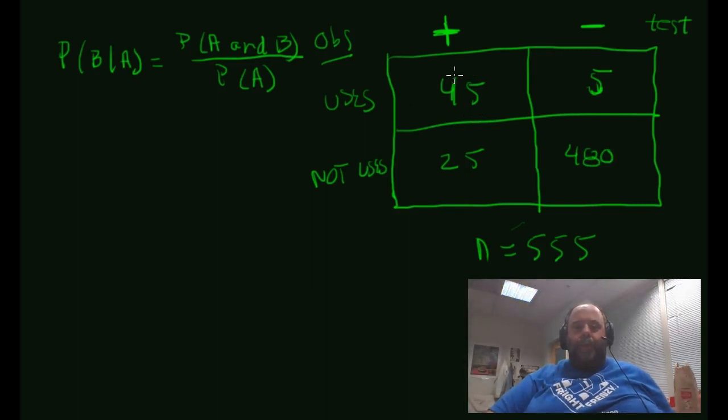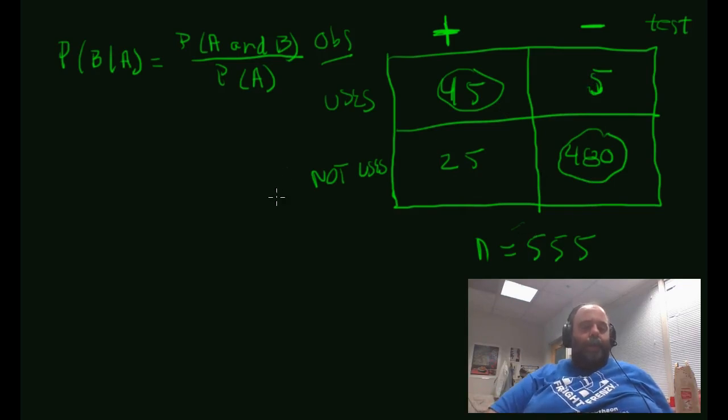Now note, this one and this one is when the test gets it right. Positive result when you use drugs, negative result when they're not using drugs. So these are the true positive and the true negative. These are when the test gets it wrong. This is the false negative, this is the false positive. So we would expect, if it's an effective test, that these numbers are larger than these ones, which they are.